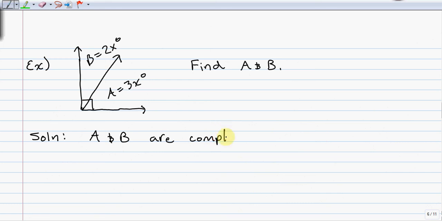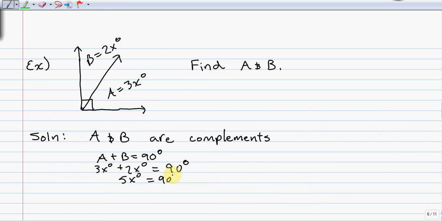Okay. So if we add them together, again, we should get 90 degrees. So A plus B equals 90 degrees. And now we use the fact that A is equal to 3x and B is equal to 2x degrees. Okay, and we solve this equation. So 3x plus 2x is 5x. So we get 5x is equal to 90 degrees, or x is equal to 90 divided by 5, which is 18 degrees.